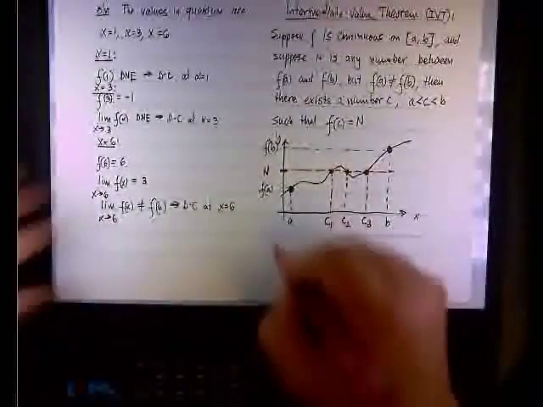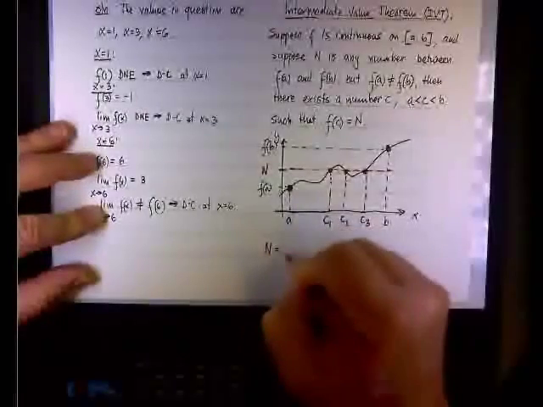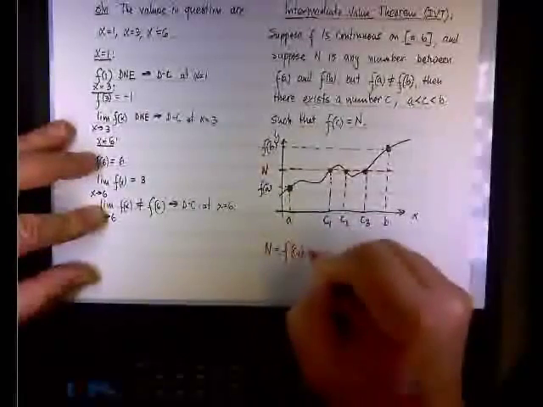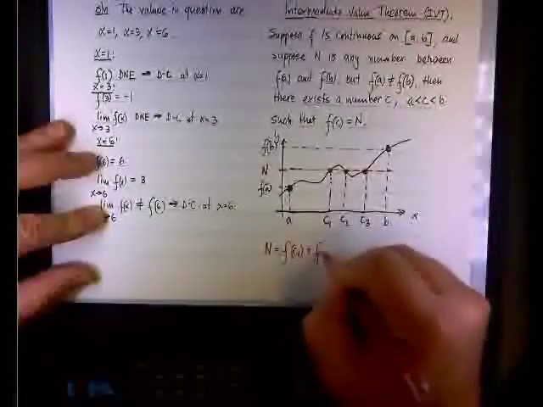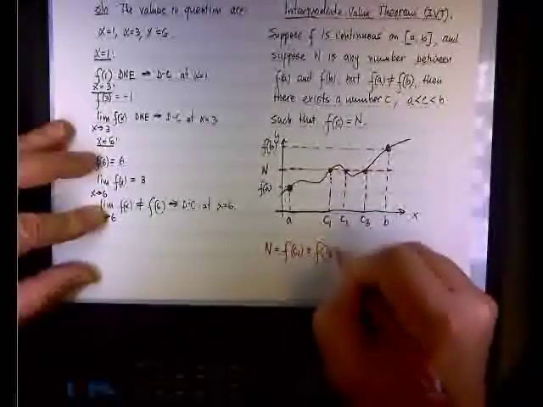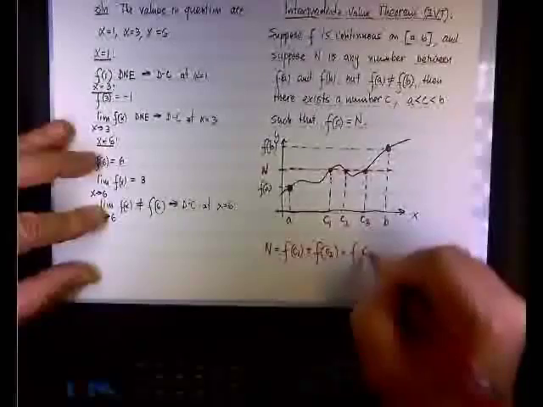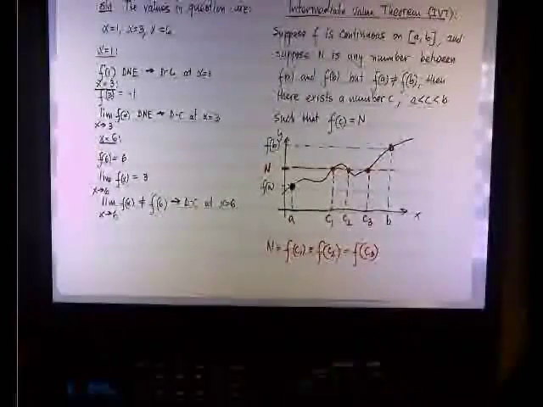Okay, so let's wrap it up here. For this example, n equals f of c1 equals f of c2 equals f of c3. So we have at least one. In this case, we have three of those.